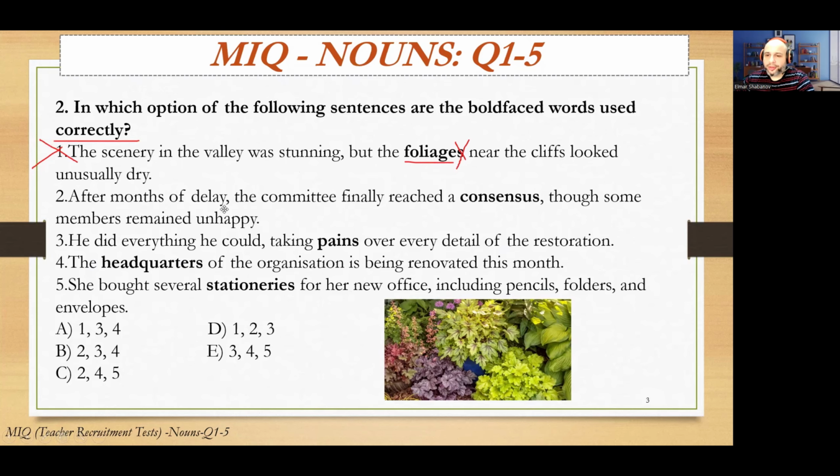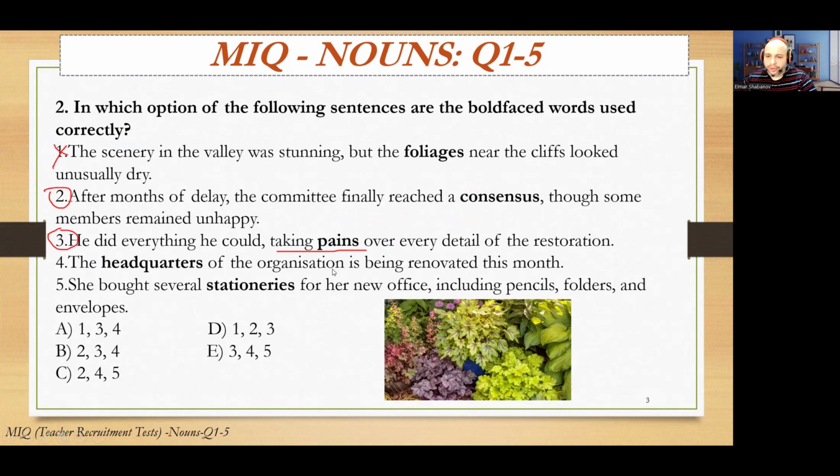After months of delay, the committee finally reached a consensus, though some members remained unhappy. Here they're testing our knowledge of collocations. Reach a consensus is a collocation, meaning they have all agreed. So this is okay. He did everything he could, taking pains over every detail of the restoration. So taking pains to do something, or we can also say go to great pains. I'm sorry about my bad handwriting. So taking pains over something is the correct collocation. So this is fine here.